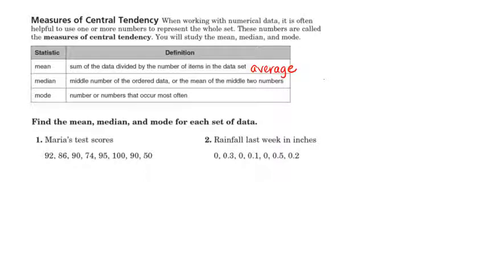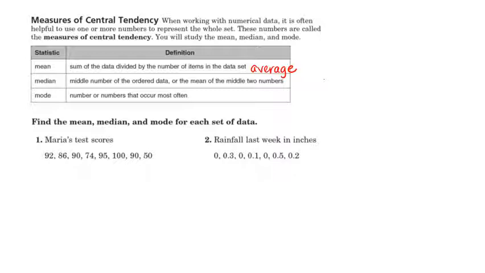Median is your middle number, so you have to write the numbers in order. It's your middle number or the mean of the 2 middle numbers. What they mean by that, if you have more than one median, you add them together and divide by 2. So if you have 2 numbers in the middle, you add them together, divide by 2. And then mode is the number or numbers that occur the most often. You could have more than one mode, or you could also have no mode at all.